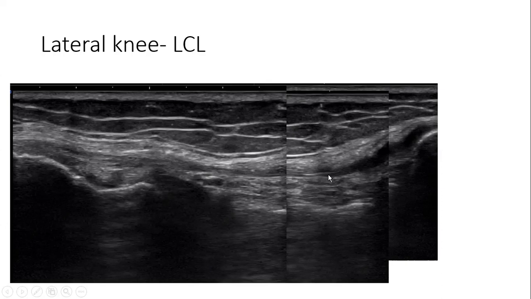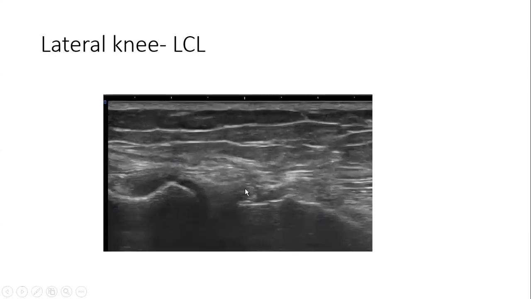You can see this band, and it changes its echo signal as you're going from proximal to distal, and that's because of the way the fibers are arranged. You may see part of it hyperechoic, part of it hypoechoic. So if the integrity of LCL is in question, you have to always use dynamic evaluation or do varus stress testing. So LCL, again on the lateral side, and this is lateral meniscus, okay?